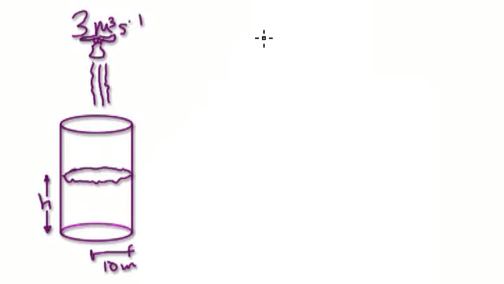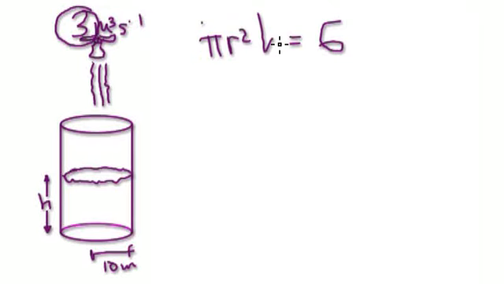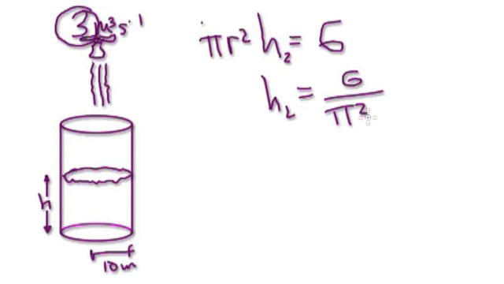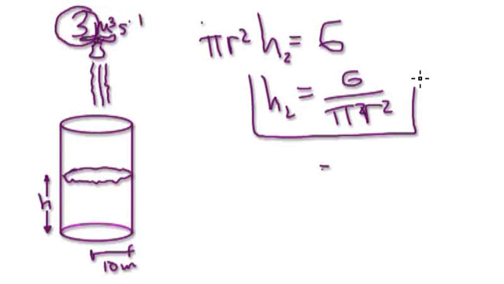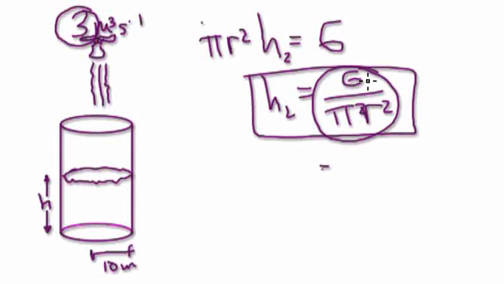The radius is 10 meters. Now, what would happen after 2 seconds? Well, after 2 seconds, the amount of water we would fill up would be 6. Okay, after 2 seconds. But what would the height of this cylinder be after 2 seconds? Well, it would be pi r squared times h, and then let's give it h2 after 2 seconds. So h2 will be 6 over pi r squared here.